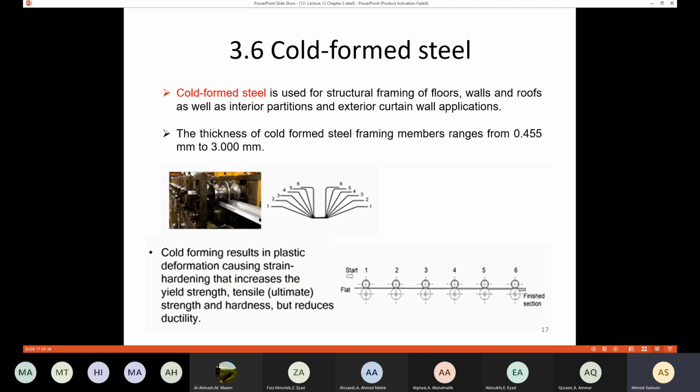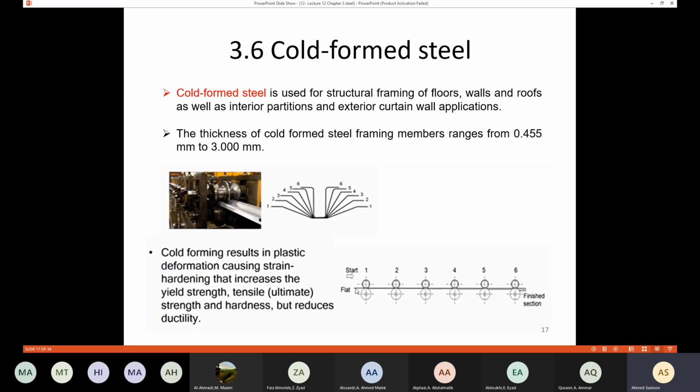Here we have the machines that help us produce the cold form steel. The process of forming the steel using these machines results in plastic deformation, and that is going to cause strain hardening. That is going to increase the yield strength, the tensile strength, and the hardness. But it is going to reduce the ductility.